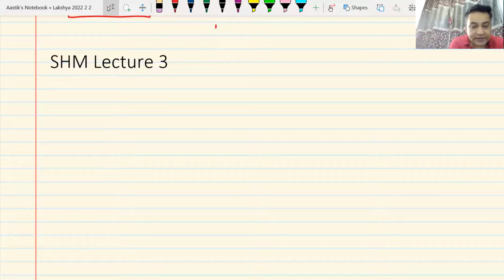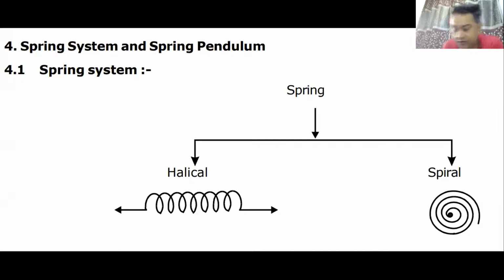Okay. Now that takes us to the next topic. In the next topic, what we are going to do is understand SHM by an example. The simplest example for a body performing SHM is given when a body is attached to a spring. Do we remember spring? If a body is attached to a spring, you can compress it. The spring will get compressed, but again it will come back to its original position.